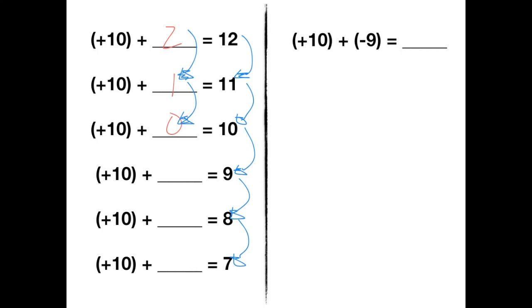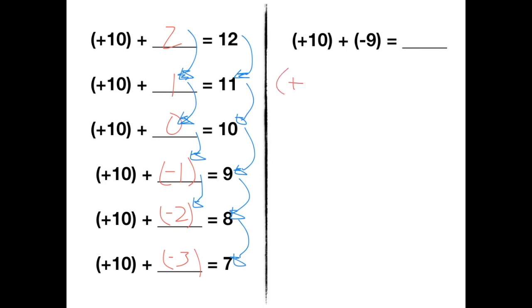So if we take what we've practiced and learned in the previous part of the video, we can complete the pattern and show that 10 plus -1 must be equal to 9, since -1 is 1 less than 0. 10 plus -2 must be equal to 8, since -2 is 1 less than -1. And finally, 10 plus -3 will give us 7.